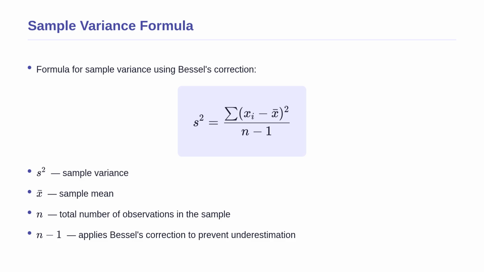Dividing by a slightly smaller number makes the resulting variance slightly larger. This perfectly corrects for the fact that a small sample tends to underestimate the true spread of the full population. As the sample size n increases, this correction becomes less noticeable.